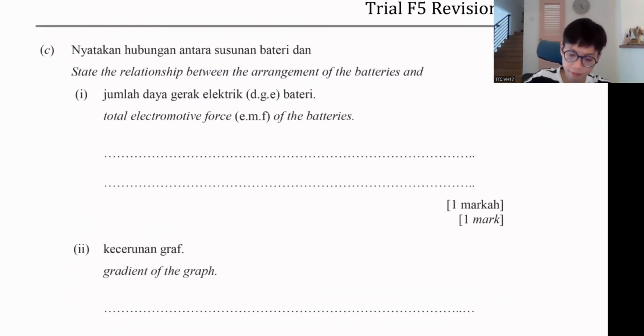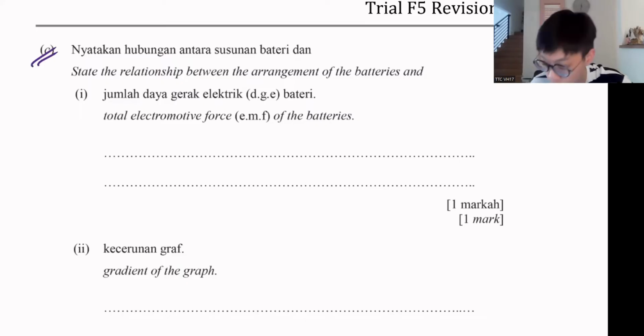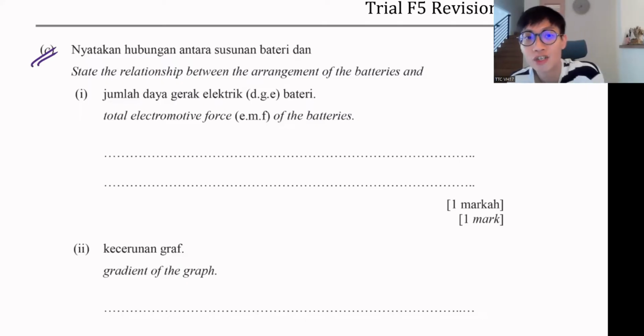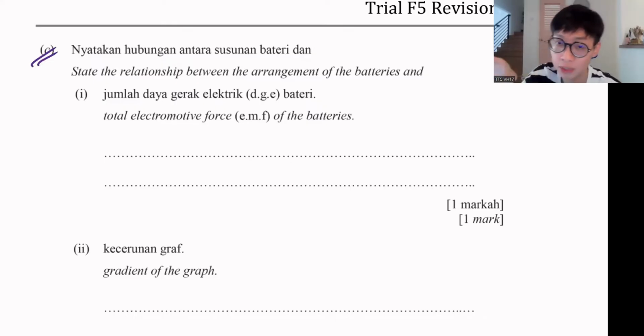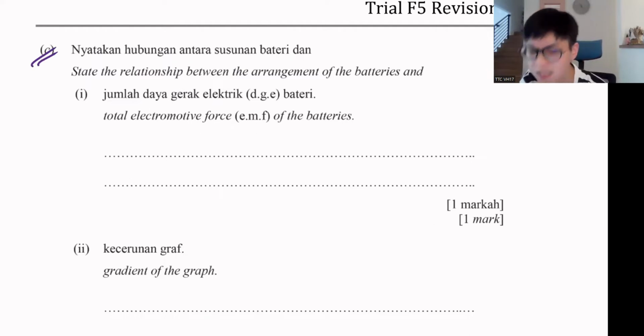Okay, next. If you are writing this with me together, you can just write, no problem. Okay, next. It says here, what's the total electromotive force of the battery? If you are asking for the total EMF of the battery, comparing with the arrangement, how to write this? Usually we can write the higher, the lower, the higher. But this one is how?